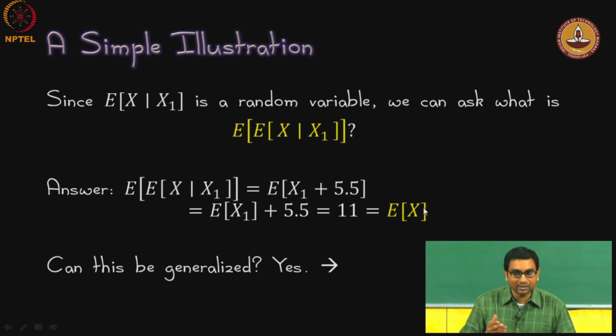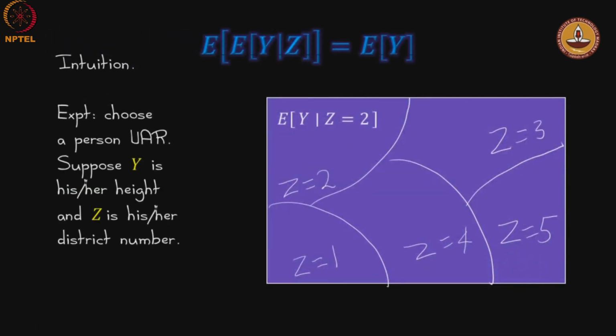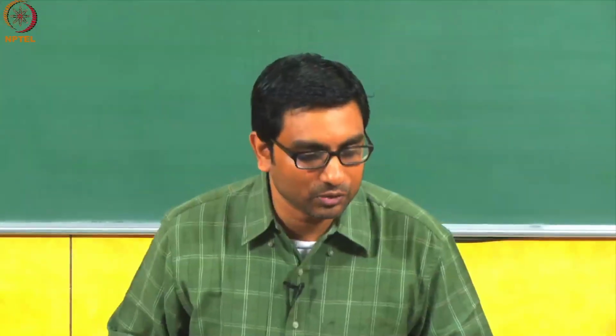The question is, can this be generalized, and as you would expect, yes, you can generalize it. So, in general, what we are claiming here is, if you remember, expectation of Y given Z is a random variable. If you take the expectation of that random variable, you get back expectation of Y. So, I am going to give you an illustrative way to look at it. At least this helped me to make some sense out of it. So, maybe this will help for you as well, and then we will formalize it as well.